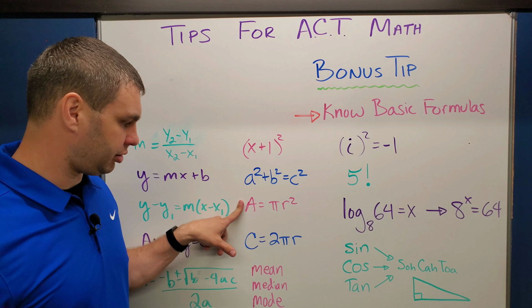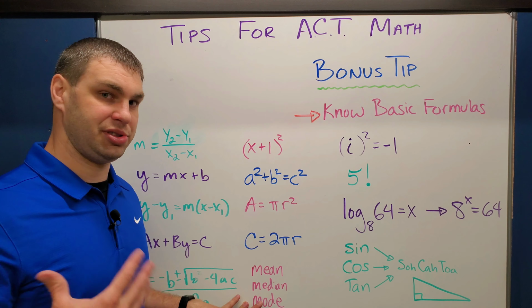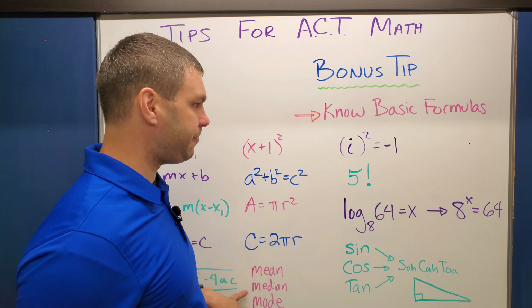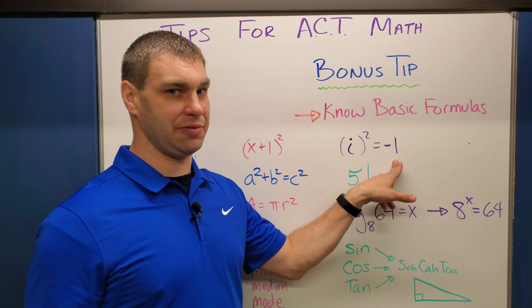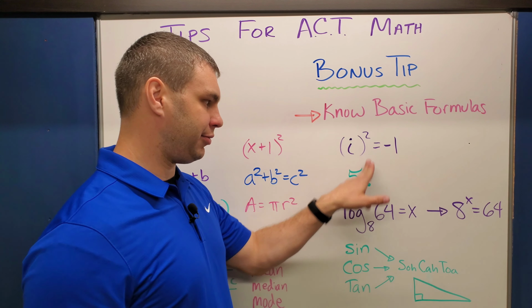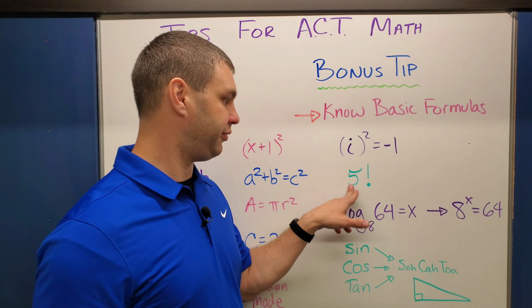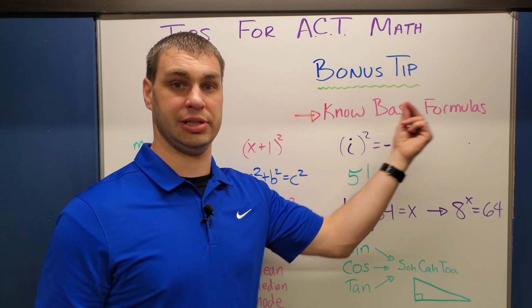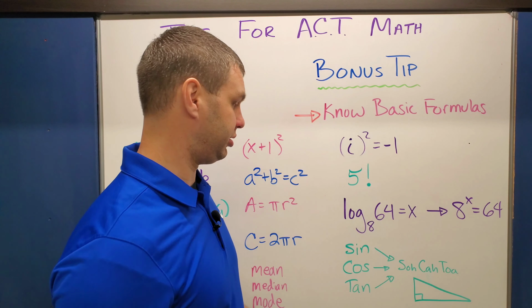This is the area of a circle and the circumference of a circle. You also need to know mean, median, and mode when it comes to statistics questions on the ACT. I squared, if you have i squared, that equals negative 1. Not necessarily 5, but anything with an exclamation point. The exclamation point means a factorial. This means you have to do 5 times 4 times 3 times 2 times 1, anything below it of that number. 6 would be 6 times 5 times 4, and so on.